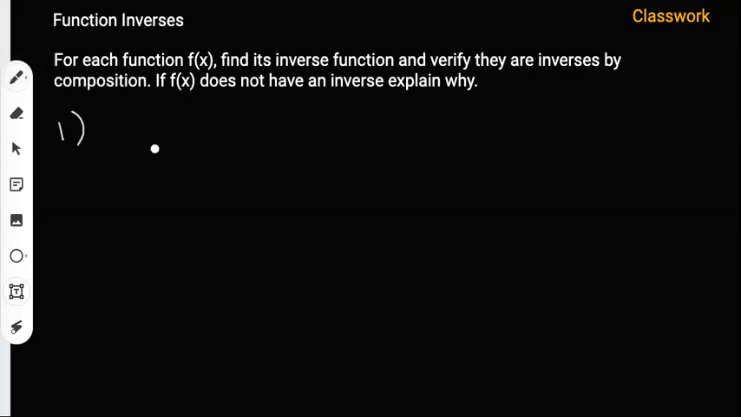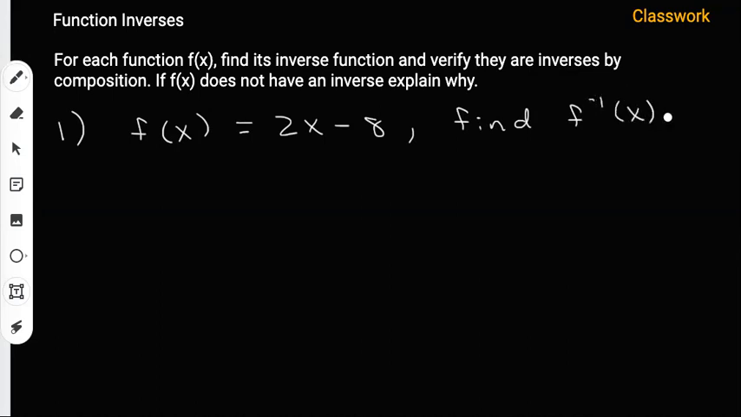Okay, so number one says f of x is equal to 2x minus 8. So this is the function that we're given. We're given f of x, and we want to find its inverse. And we're going to display the inverse by f negative 1 of x. So we want to find its inverse. What we're going to start off by doing is replacing f of x with y. So we're going to replace f of x with y, but we're going to keep everything else the same.